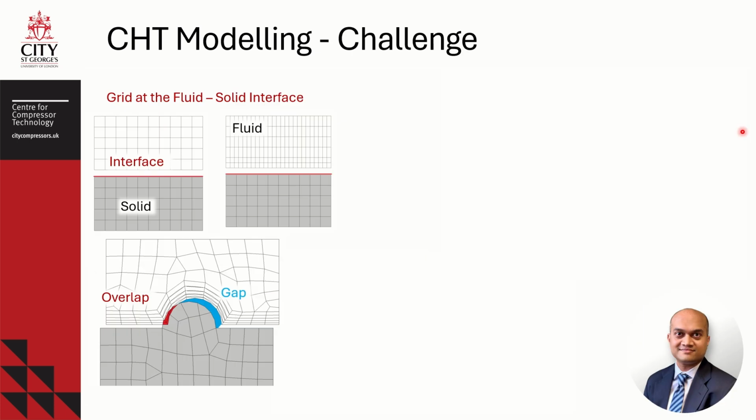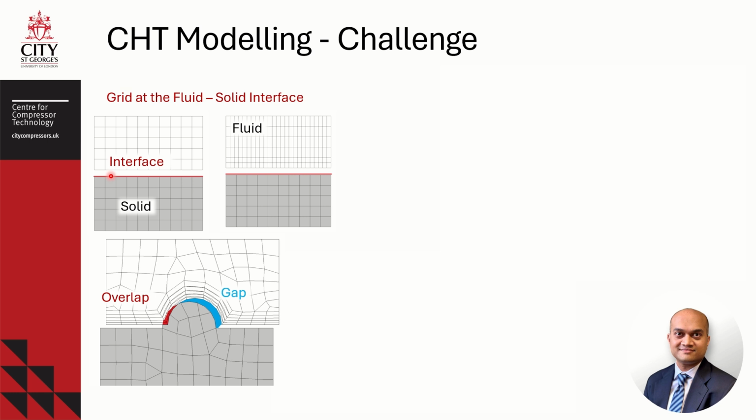Like every other model, conjugate heat transfer also has its challenges. I will cover the most commonly faced three challenges. The first of them is the grid at the fluid-solid interface. The first image here represents the solid, the fluid, and the interface between them. And you can notice that there is a one-to-one node connectivity between the two. This is a very ideal scenario because the area of each cell face is equal on both sides. Hence, the flux can be directly transferred from the solid to the fluid and vice versa.